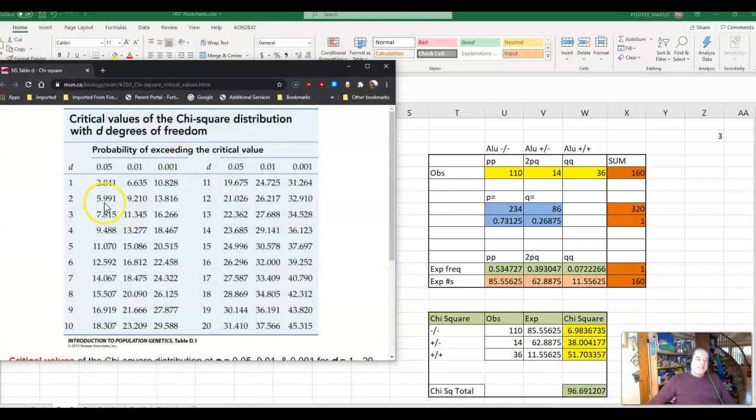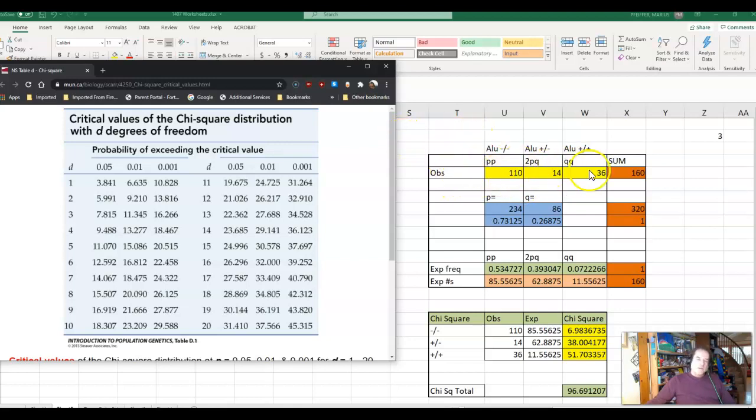And 96 is quite a bit more than 5.99. Total different interpretation. So this population, with this distribution right here, is nowhere near Hardy-Weinberg equilibrium values. But the previous numbers that we had up there earlier were.